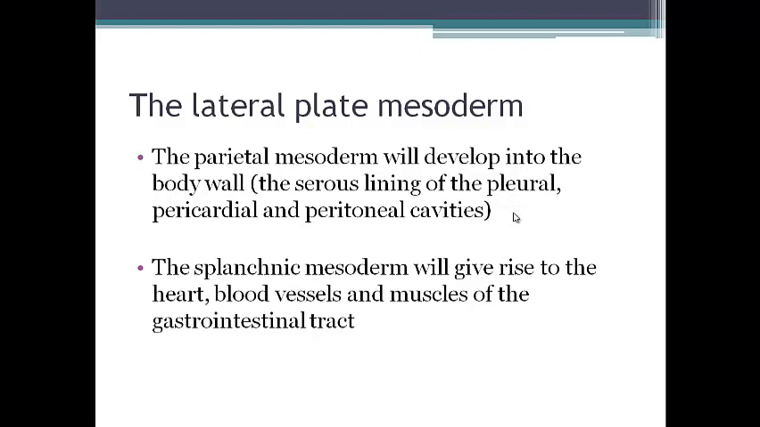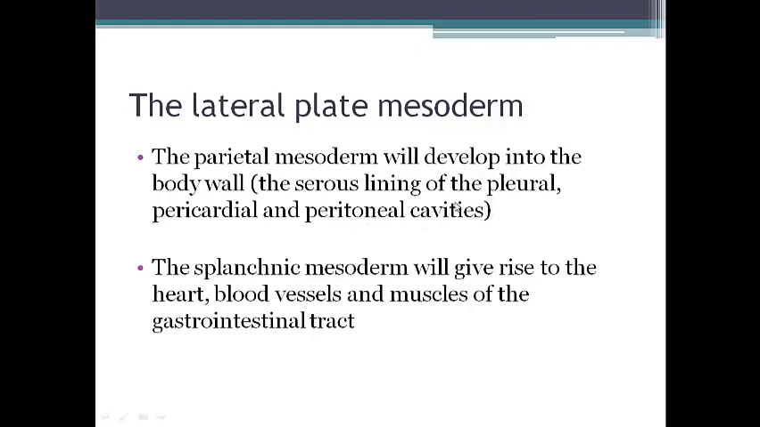All right. The lateral plate mesoderm, on the other hand, develops into the lining of the body wall, specifically the lining of the pleural cavity, the pericardial cavity, and the peritoneal cavity. And just really quickly, the pleural cavity is the cavity that contains the lungs. The pericardial cavity is the cavity that contains the heart. And the peritoneal cavity is the one that contains the intestines and organs of digestion.